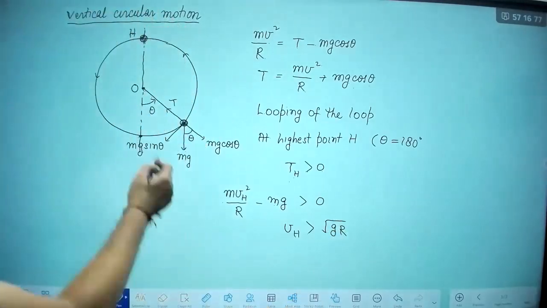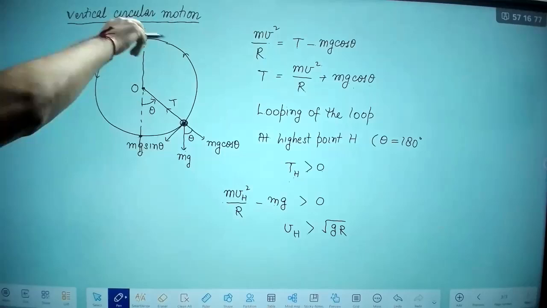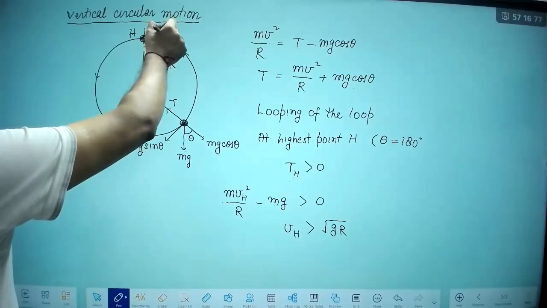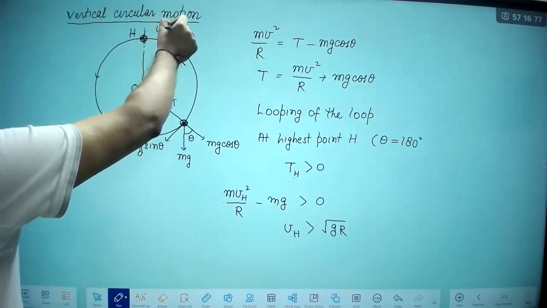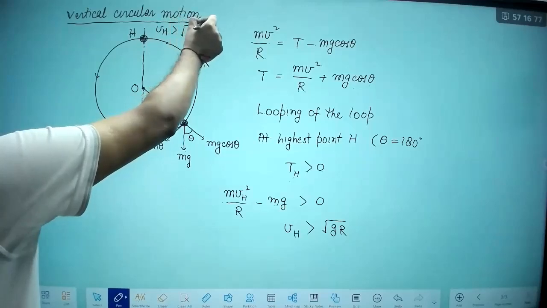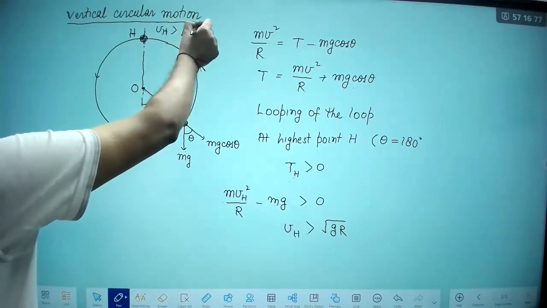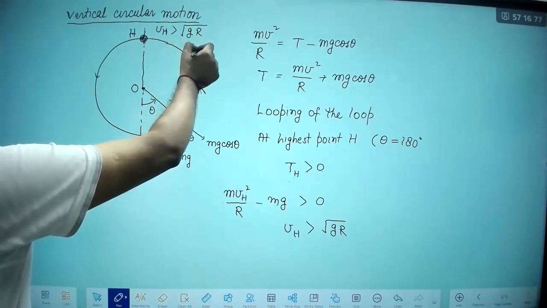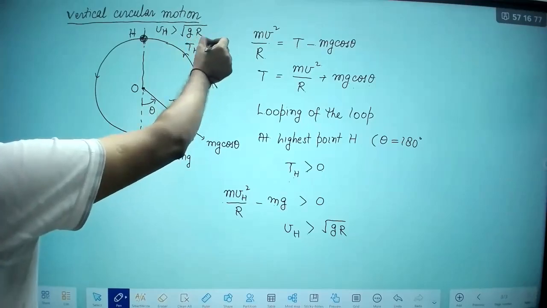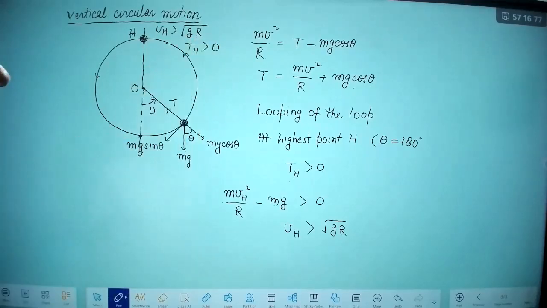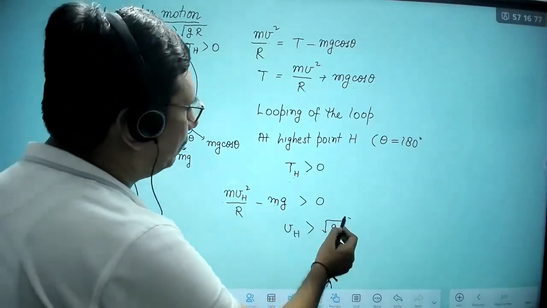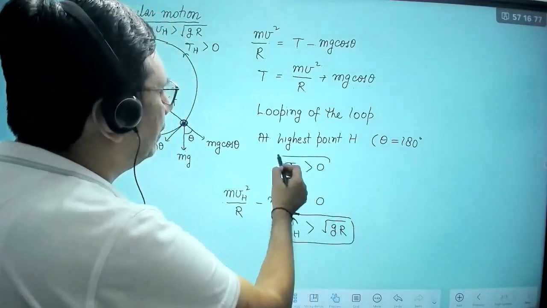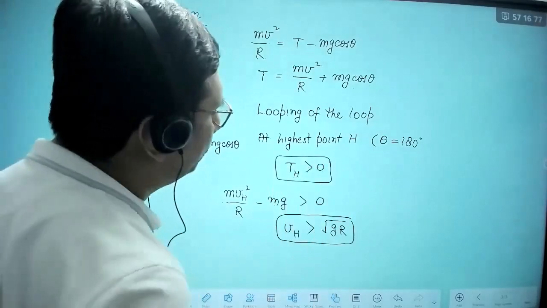So if you want the complete loops, if you want this mass to undergo complete looping, then at the highest point, vH should be greater than square root of gr. And second, tension at the highest point should not be 0; it should always be greater than 0. These are the two conditions for the highest point so that looping of the loop takes place.